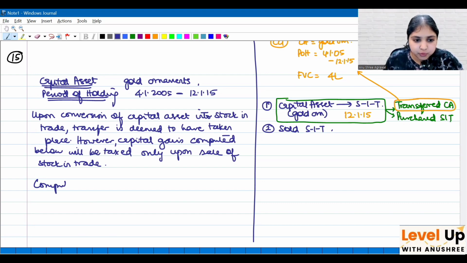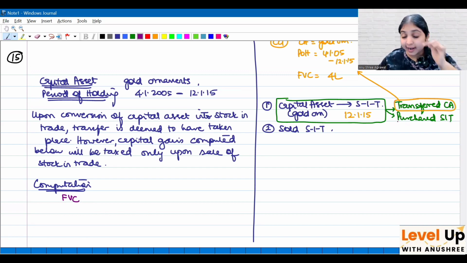Under this, give your computation heading. Then start your usual steps. What's your step? Full value consideration. I've told you in reality, I haven't sold the jewels. Had I sold the gold ornaments, I would have sold for the FMV on the date of conversion. So on this date, FMV is 4 lakhs. Less expenses on transfer, we don't have any. So this 4 lakh as it is becomes our net consideration.